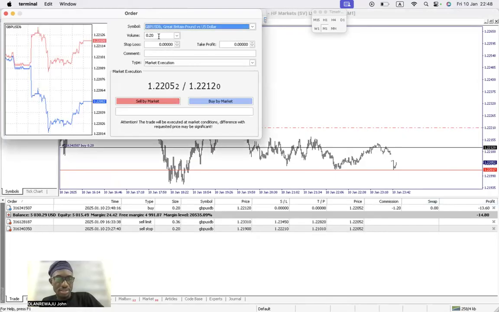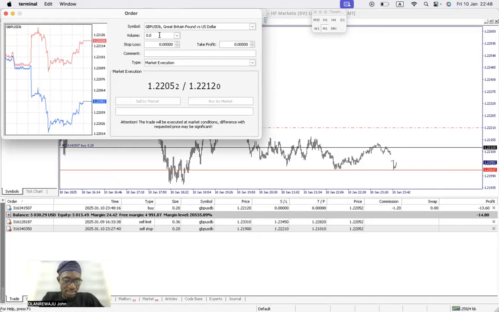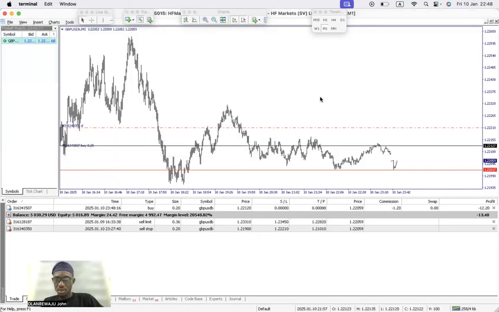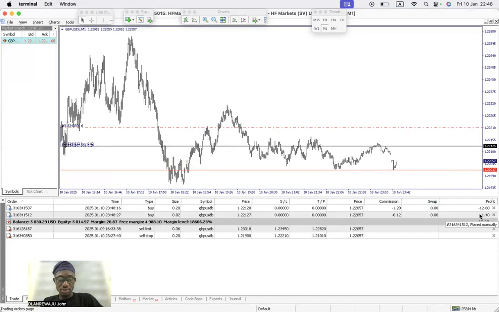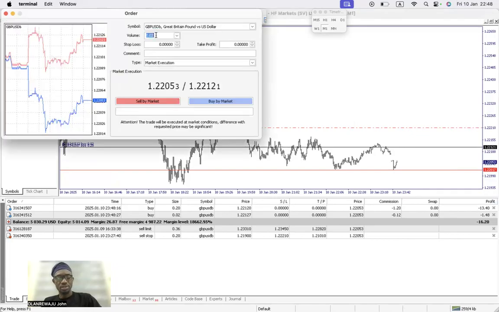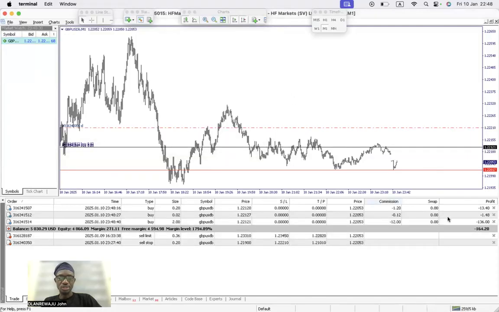Now, let me make the lot size 0.02. Can you see the loss? This one is minus $1. Let me click again, but this time I will use 2.0. Can you see now that this one is 136, increasing it? So lot size is the quantity of trade that you want to take per time.